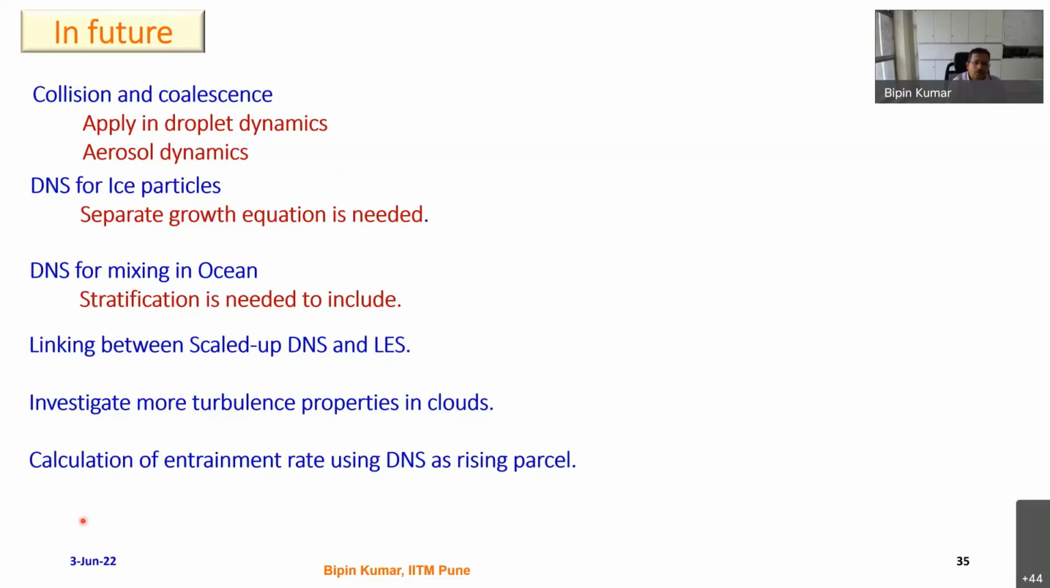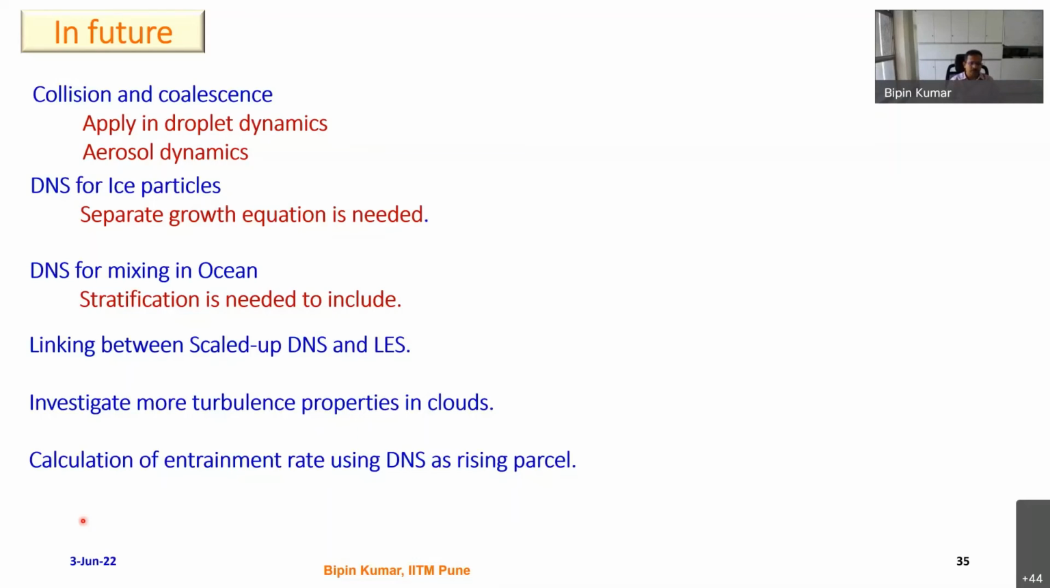And in the cloud, we don't only have cloud droplets, we have the ice particle. The ice particle is difficult to model, but they have already started, Japanese people and some US people, they are doing the DNS for this. And the DNS in the ocean, like there is an ocean surface, if you see this from the surface to 1 meter, a lot of mixing is happening. The mixing of the different layers, that work can be done through the DNS.